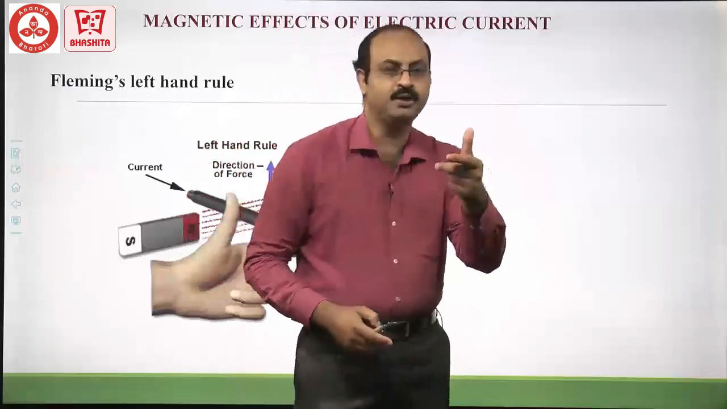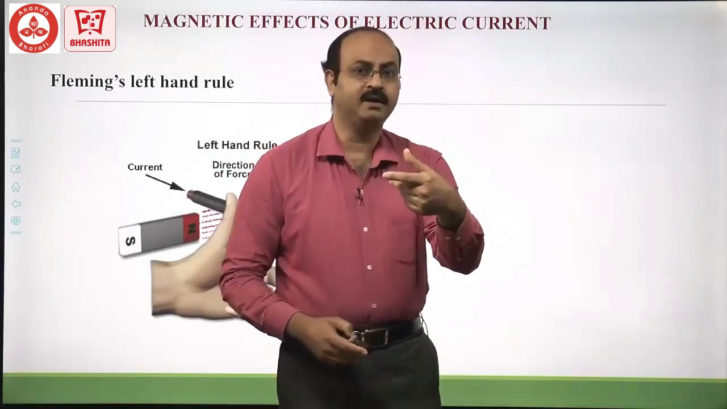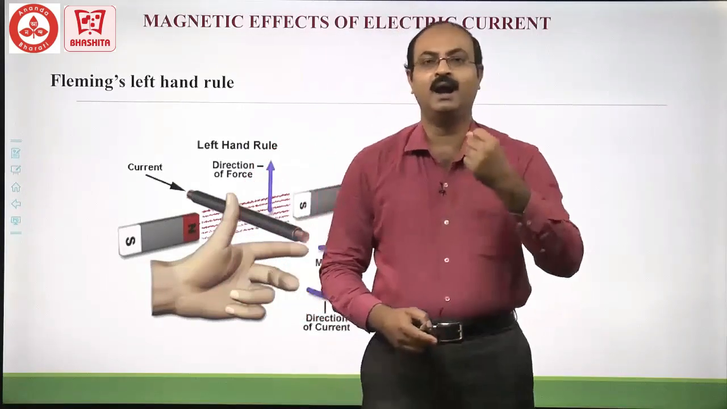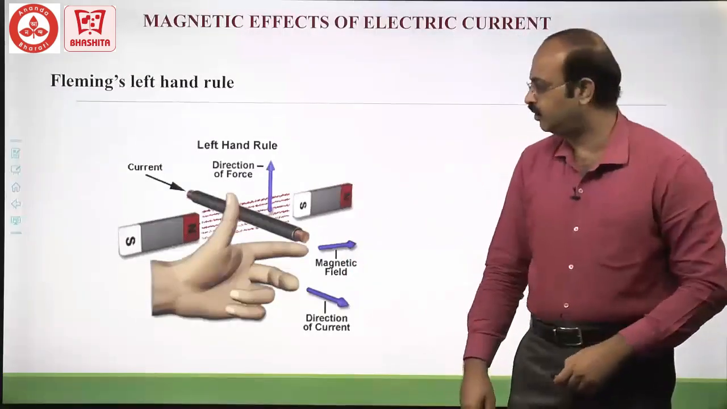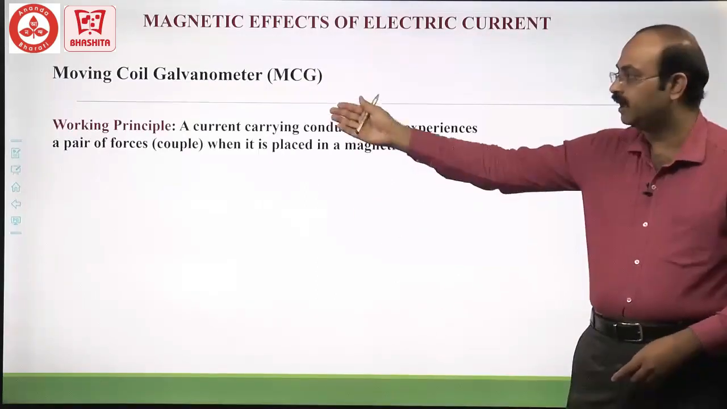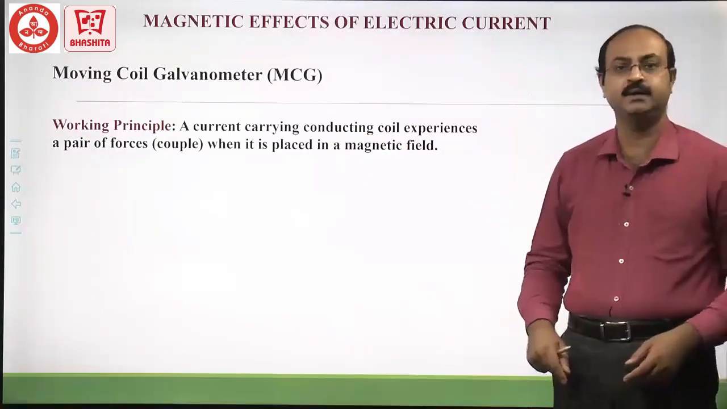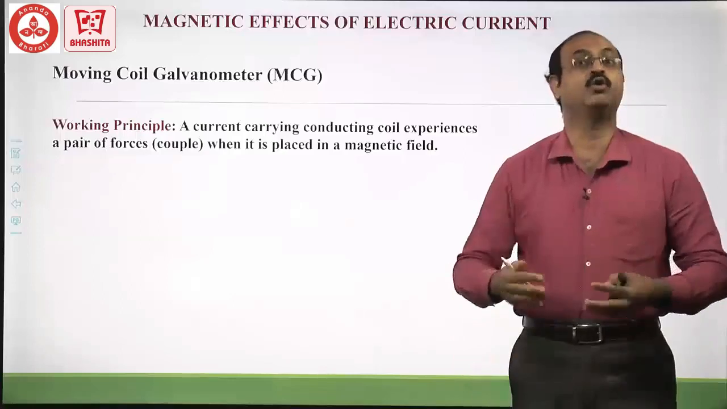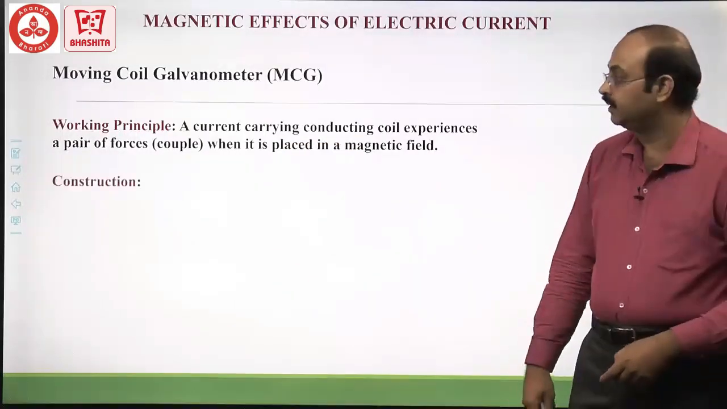Some students will open their hands only incompletely, that will not give you complete understanding. Open them properly and then apply Fleming's left hand rule, you will understand very clearly. Then the moving coil galvanometer, its basic working principle you will understand: a current carrying conducting coil experiences a pair of forces, which is also called a couple, when it is placed in a magnetic field.